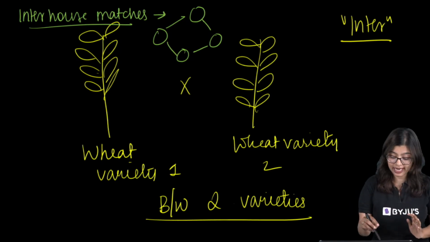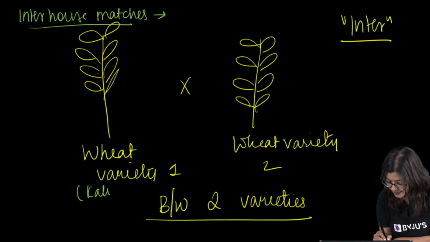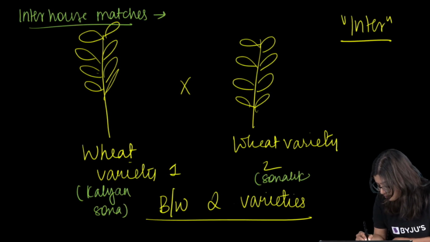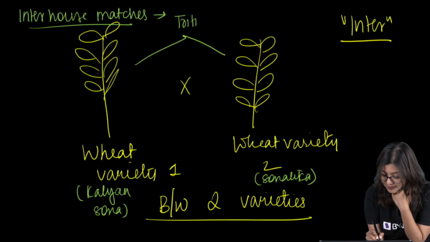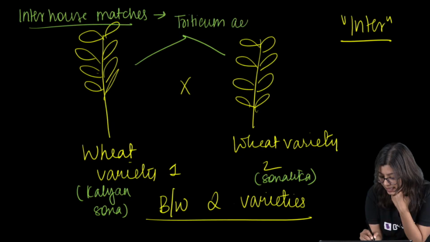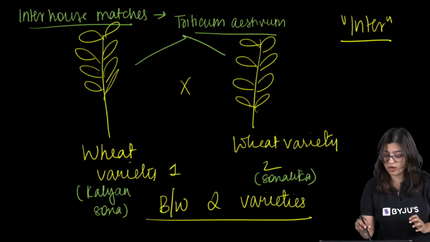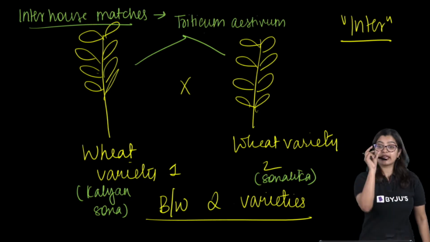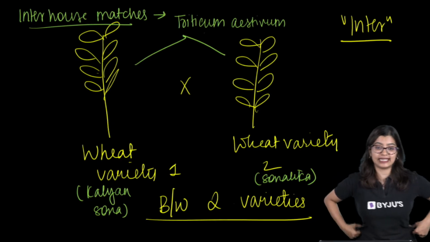So similarly, here we see wheat variety 1. Let's assume this is Kalyan Sona and the other one is Sonalika. Now these are two varieties, but both of them come under what? Triticum aestivum. They are all of the same species, which is why we call it intervarietal. Are we clear? Inter means between two different species or two different varieties.